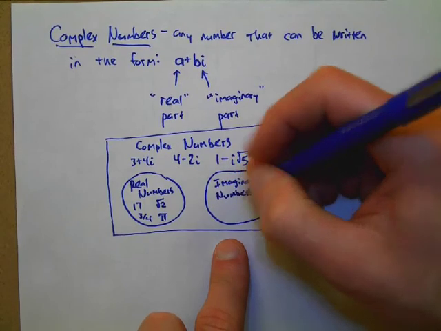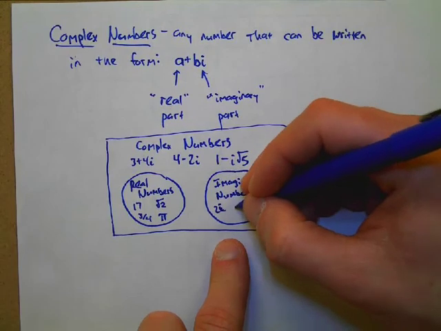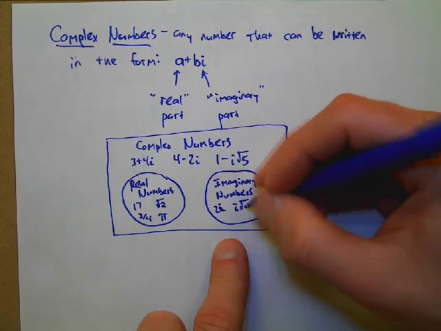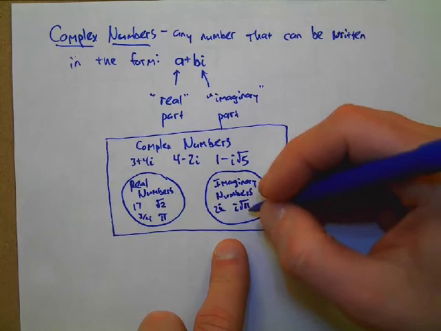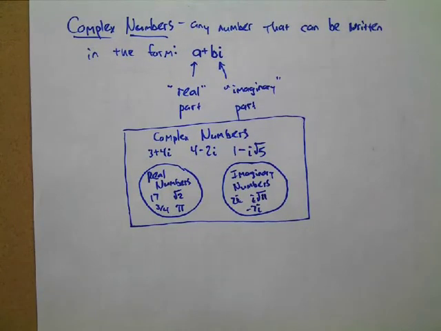Okay, and that includes like 2i, i square root of 11, negative 7i. So the complex numbers are now the biggest set of numbers that we know, right? It contains both the real numbers and the imaginary numbers combined, along with these combinations of real and imaginary numbers.